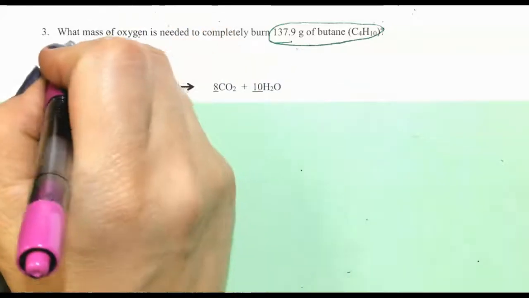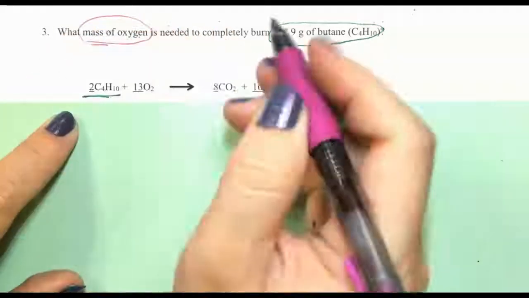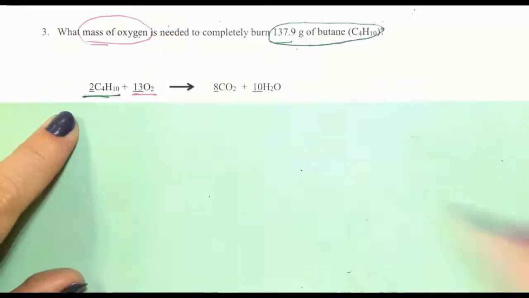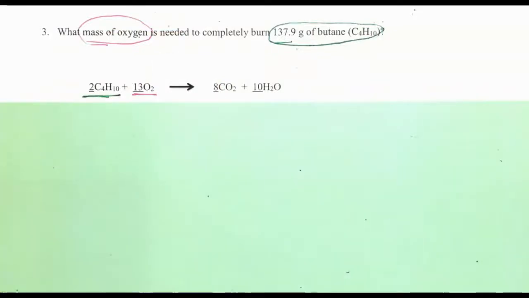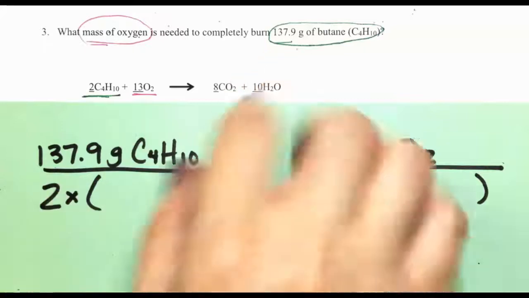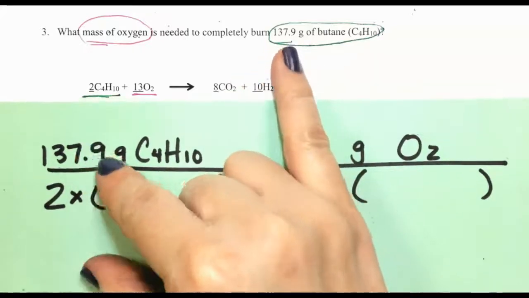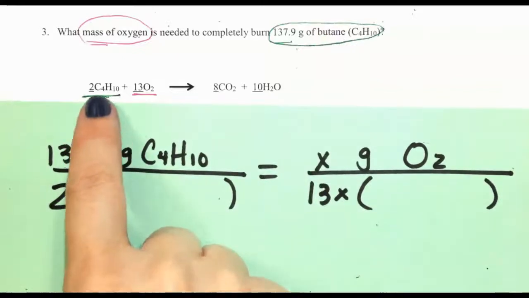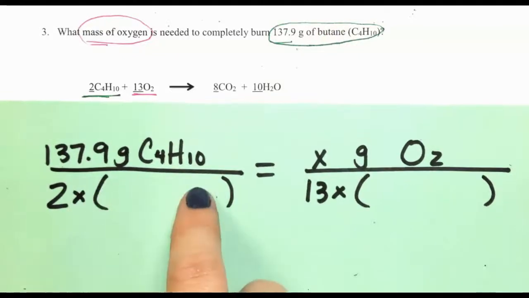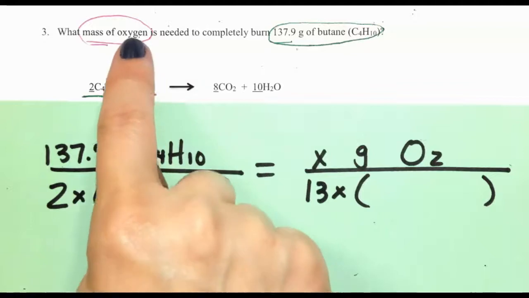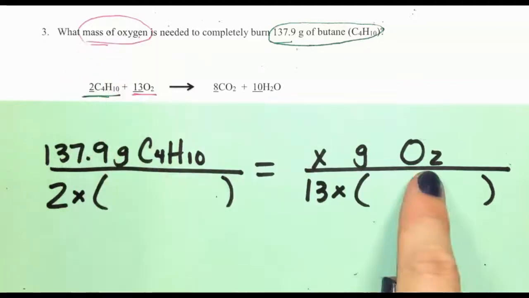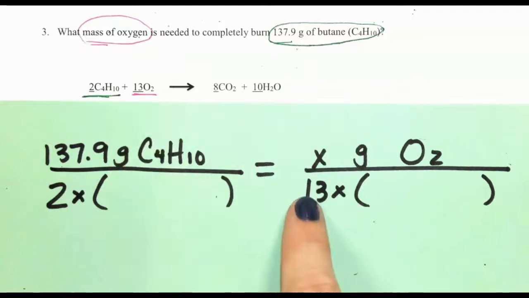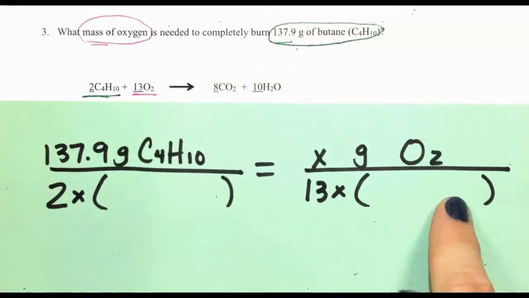Our unknown is what is the mass of oxygen. So our mass of oxygen is there, has a coefficient of 13. So now let's set up our proportion. Our given is 137.9 grams of butane. And notice I put it over its coefficient, which is 2 times, and then we have our parentheses. Our unknown is x grams of oxygen, and I put it over the coefficient of oxygen, and then what we're going to put in the parentheses here.